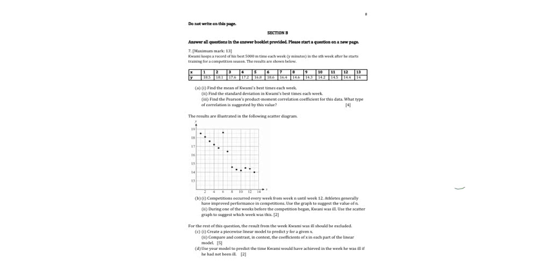For problem number 7, there is a table of records of the number of weeks for practicing, x, and y represents the number of minutes. Find the mean of Kwame's best time each week. Find the standard deviation. Find the Pearson's product moment correlation coefficient in this data. And what type of correlation is suggested by this value.